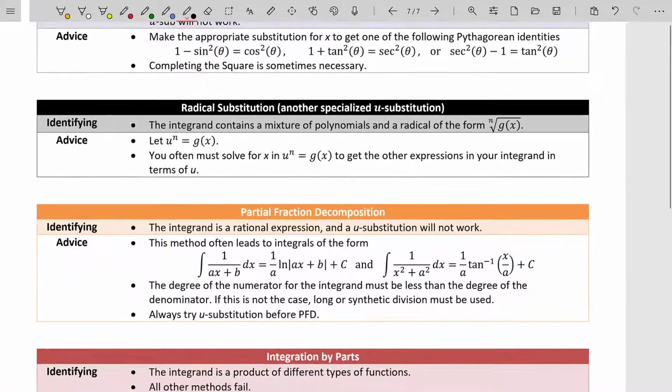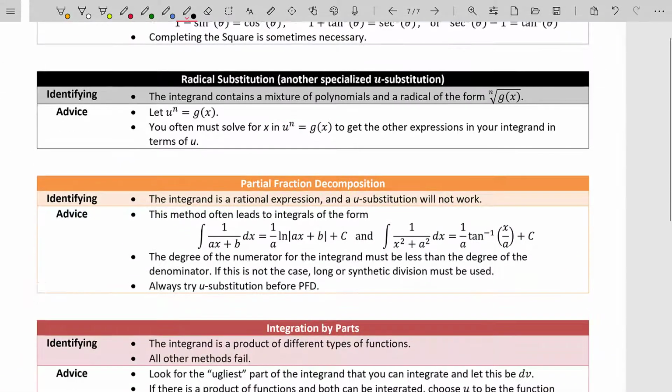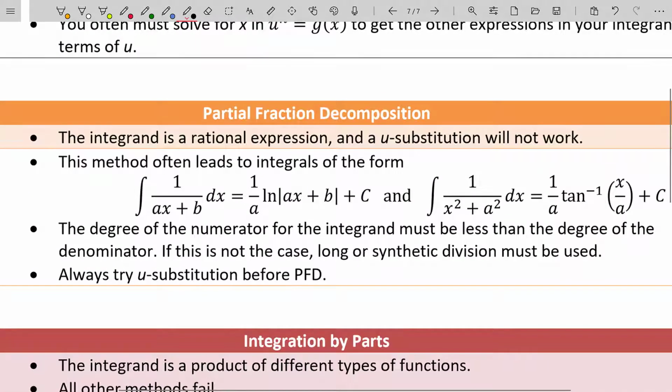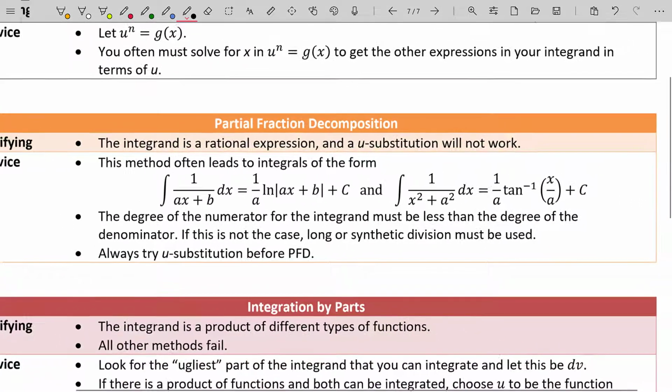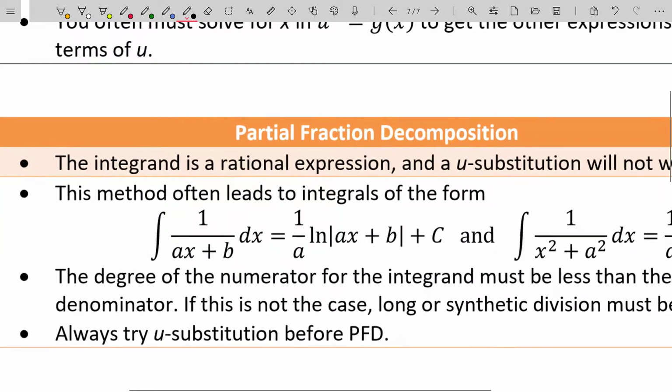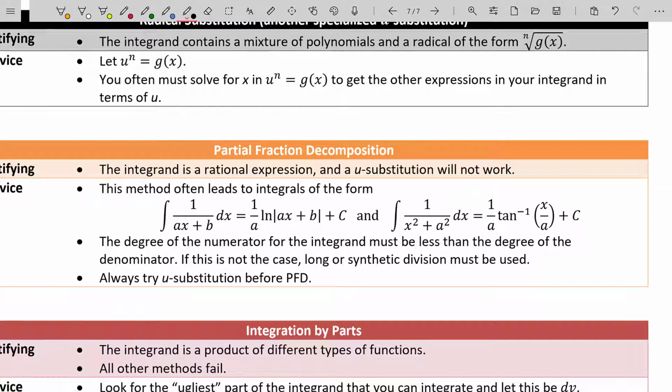Again, going down the list in the order that I prefer to do these, my second to least favorite is partial fraction decomposition. Not because I hate partial fraction decomposition, it's just the amount of work needed to do a true partial fraction decomposition can be a little overwhelming at times. How do you know that you need to do a partial fraction decomposition? Well, the integrand has to be a rational expression. That is, it's a ratio of polynomials. It has to be polynomials. It can't be like a natural log of something over the square root of something. It has to be just polynomials.